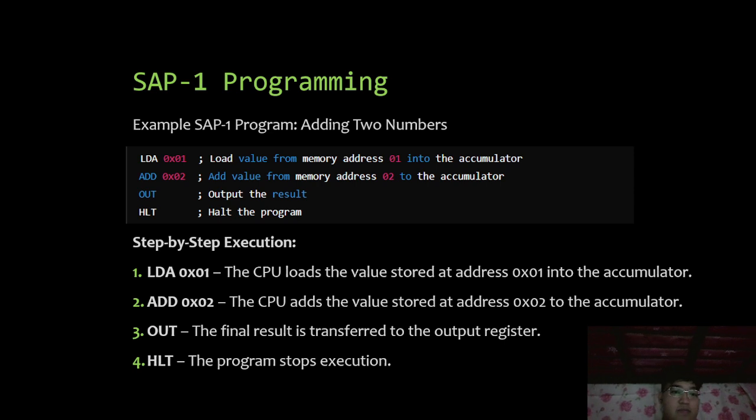Ito pa sa step-by-step execution. LDA 0x01: the CPU loads the value stored at the address 0x01 into the accumulator. ADD 0x02: the CPU adds the value stored at the address 0x02 to the accumulator. OUT: the final result is transferred to the output register. Halt, or HLT: the program stops its execution.